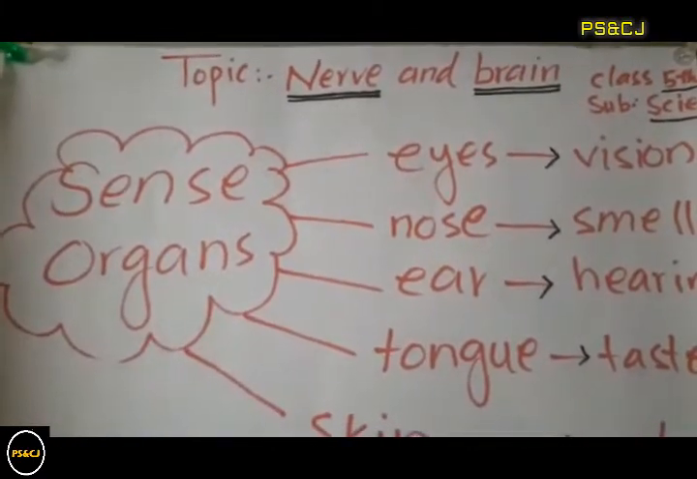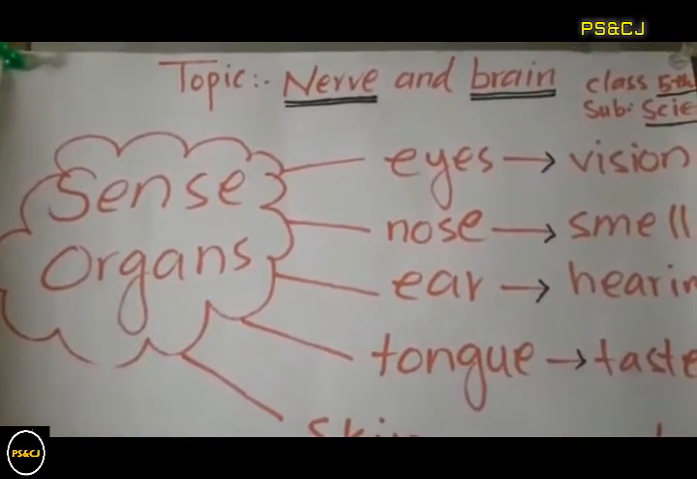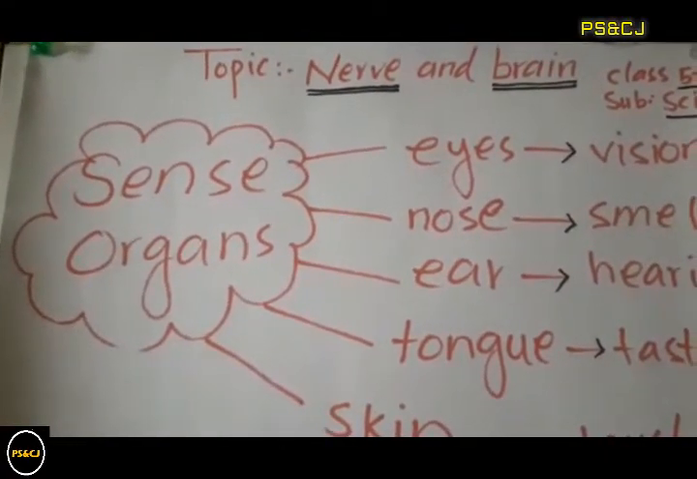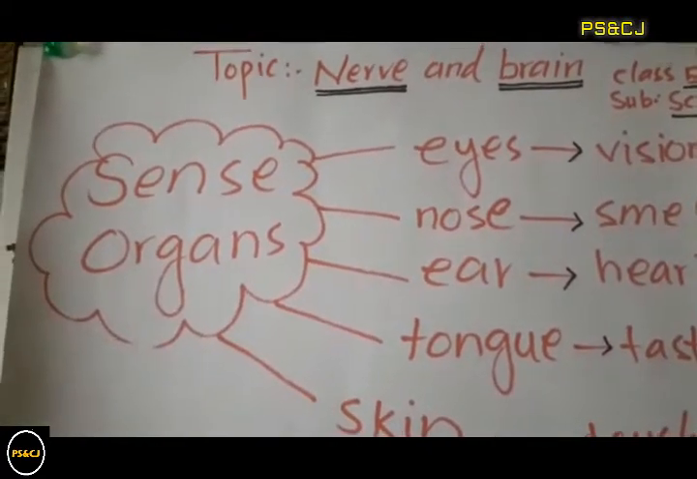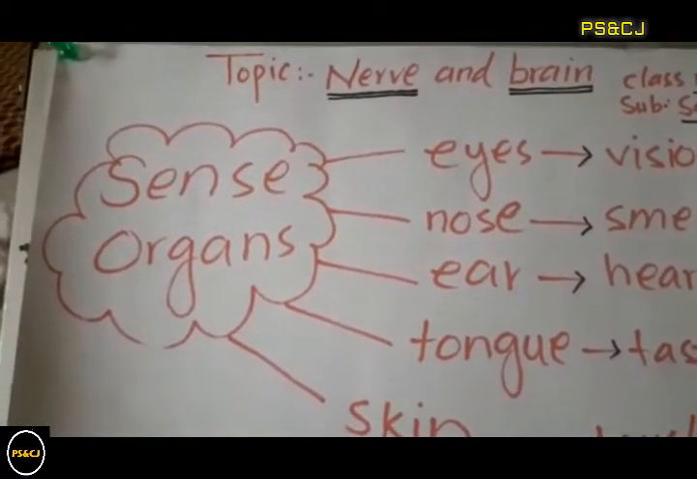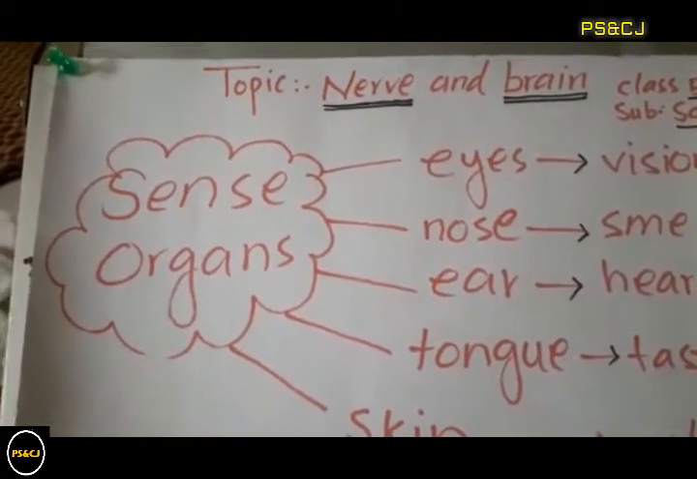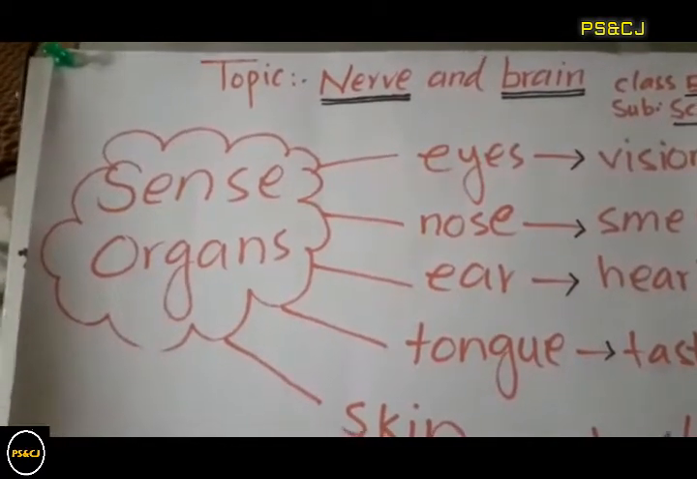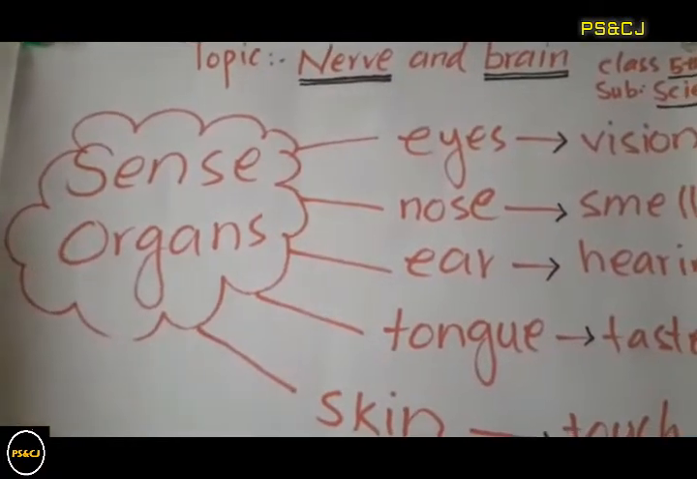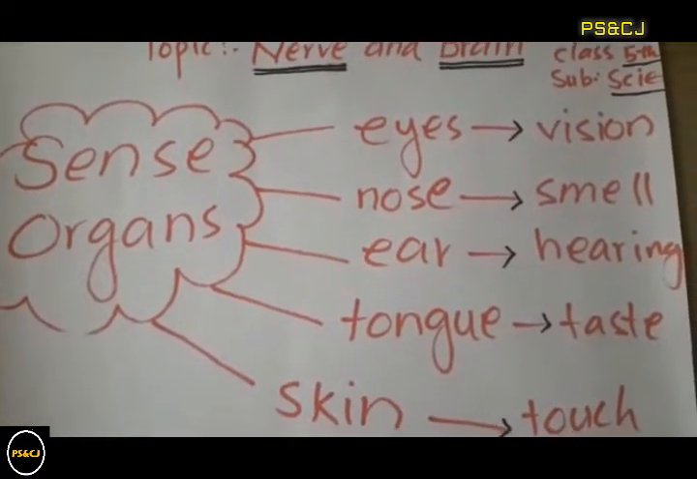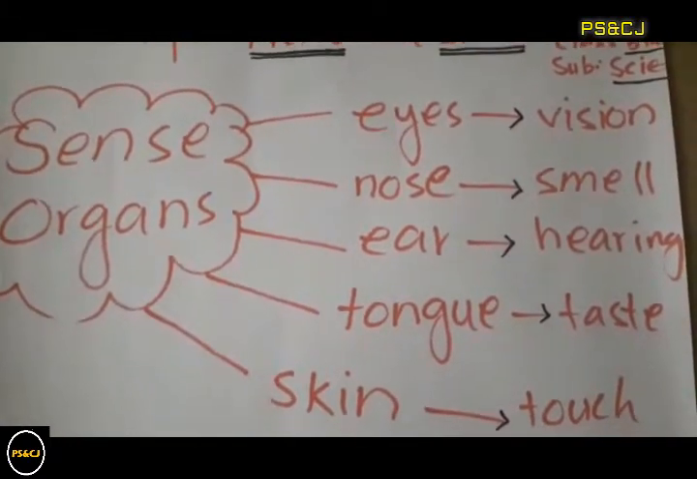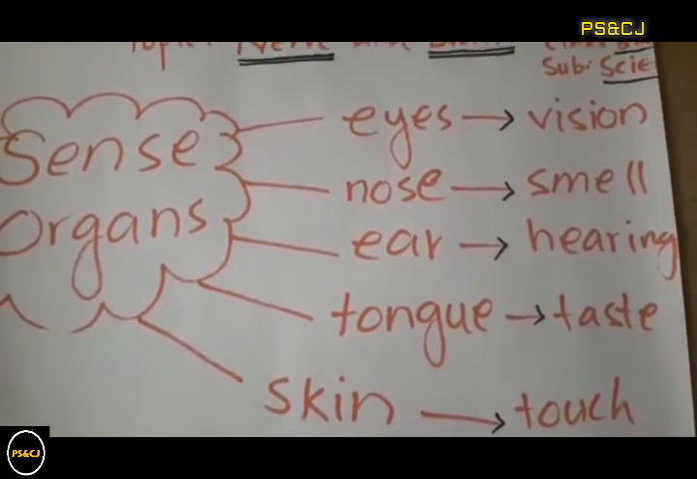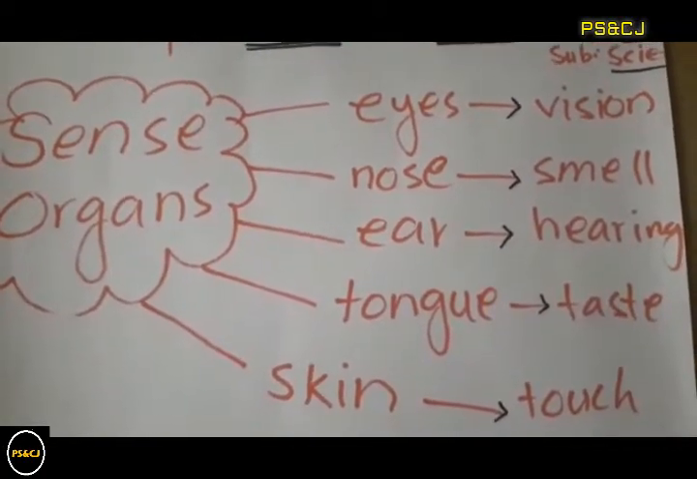In the previous class, in part 1, we have studied about the nerve, brain, and the different types of nerve and the different parts of brain, the structure and function. In this part, we will focus on the different sense organs of our body. We have 5 sense organs that help us to know about our surrounding world, and they help us in performing different functions. For example, eyes for vision, nose for smell, ear for hearing, tongue for taste, and skin for touch. So we will talk about each of them in detail.